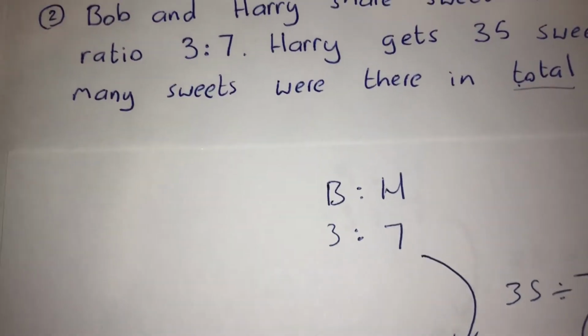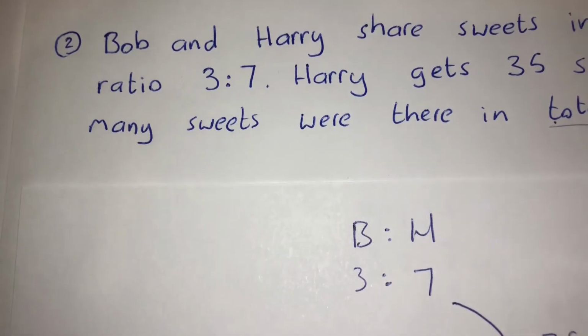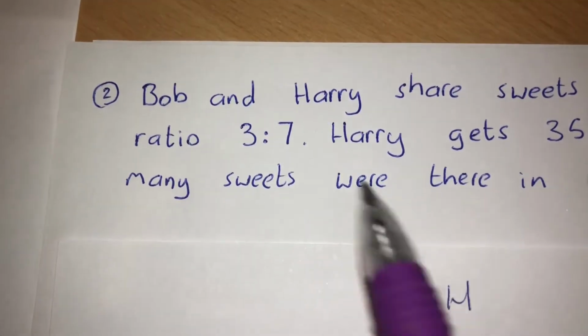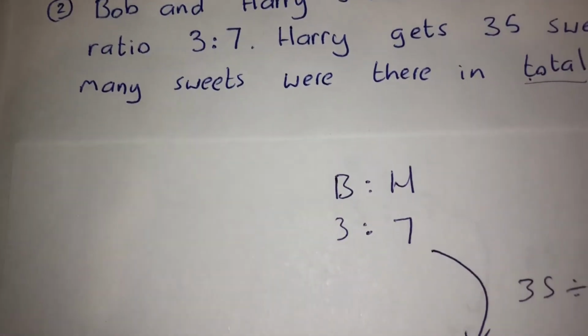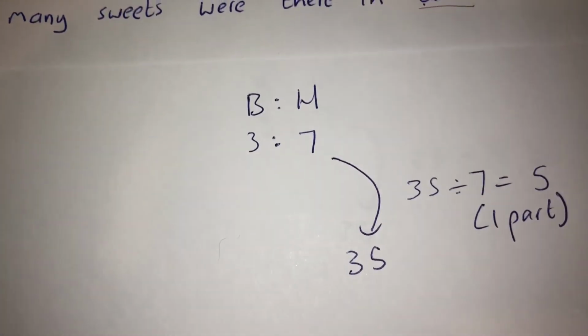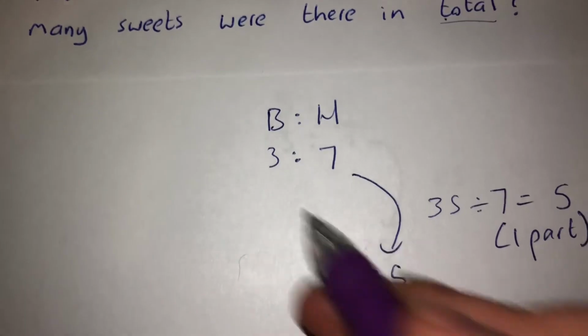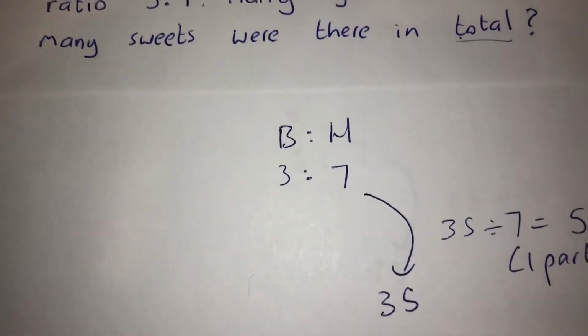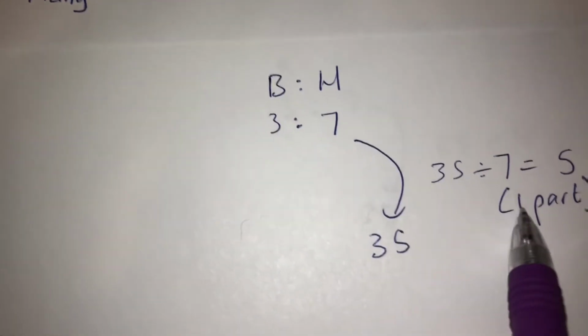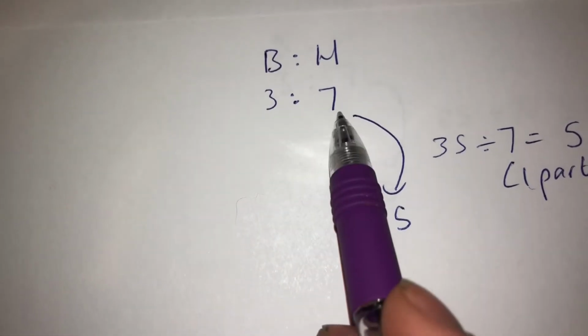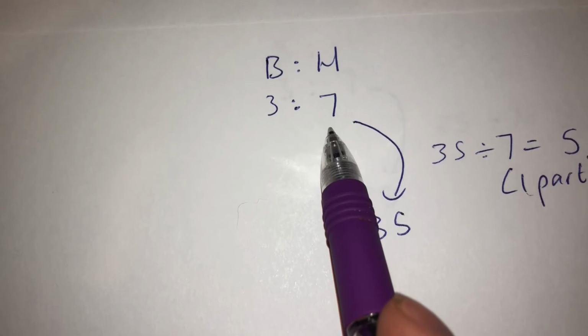Okay? Now, just keep in mind there's an added step to this. We're not asked to find Bob's amount as the final answer. We're asked to find the total, but we have to find the amount of sweets that Bob got to work out the overall amount. Or we can recognize that if we know 1 part, this entire ratio contains 10 parts, and we can do it that way as well.